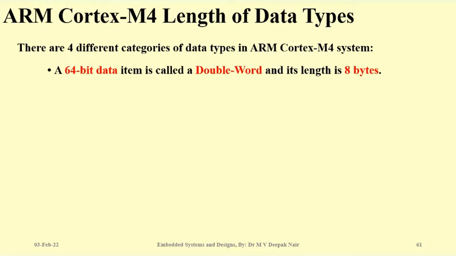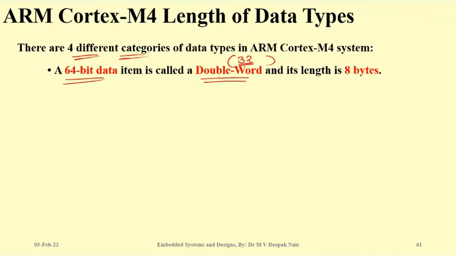So anyway, there are 4 main categories of these data types. If we are using a 64-bit data, we will call it double word. Remember, word is the size of the microcontroller itself. For example, if we are using a 32-bit microprocessor, the word size will be 32-bit.